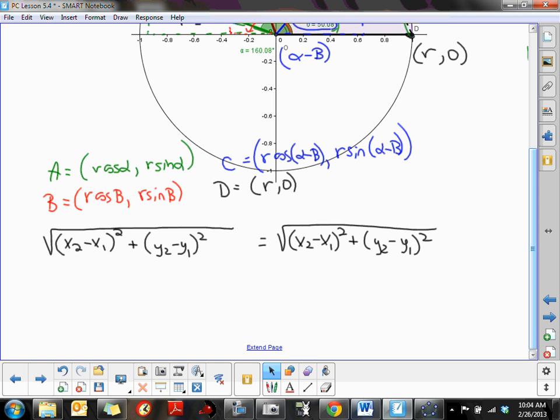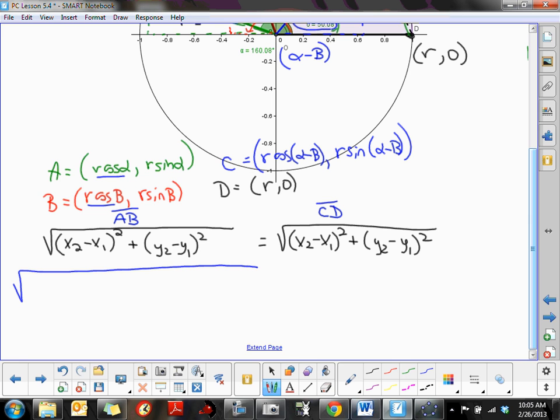So here's where you've got to be really careful and hopefully not make any silly mistakes. I want to find the length from A to B, and I know it's got to be equal to the length from C to D because of the analogy I just used. So in order to find the length of segment AB, we have to take the x values and subtract them. So it's going to be the square root of, and the x values are r cosine of alpha minus r cosine of beta.